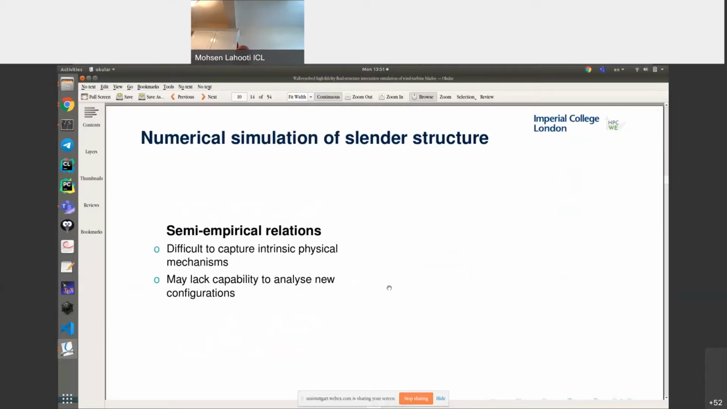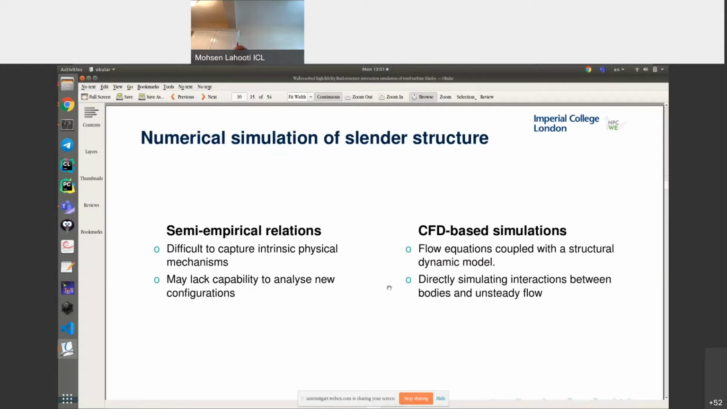Traditionally, for numerical simulation of slender structures, a common approach is to use semi-empirical relations, from which we get the forces from experimental measurements. But using this, it's difficult to capture the intrinsic physical mechanism and it may lack the capability to analyze new configurations. Another approach is using CFD-based simulation, in which the flow equations and the structural dynamics are modeled together simultaneously, directly simulating the interaction between the bodies and the unsteady flow.